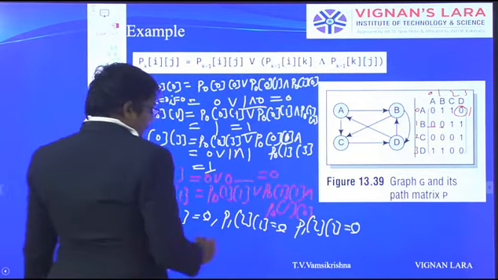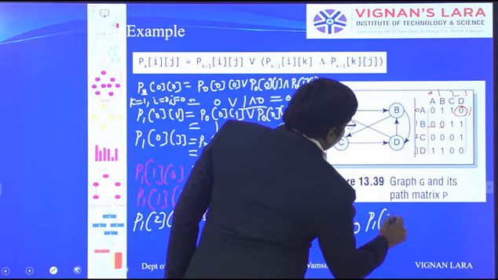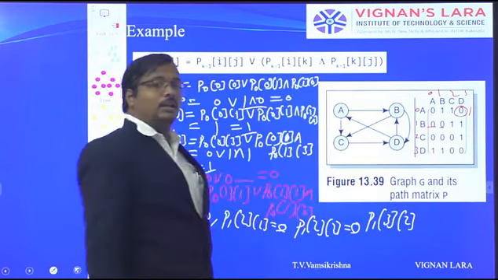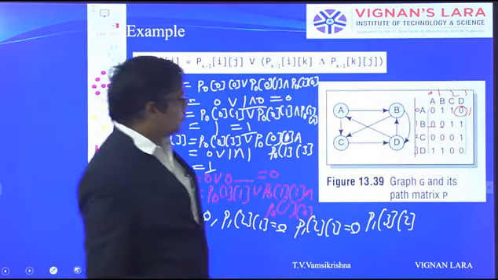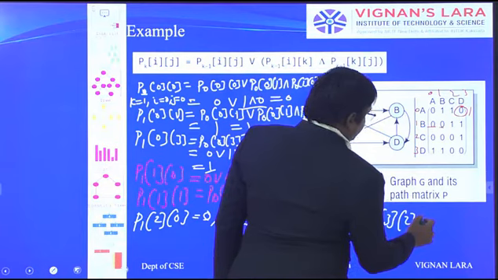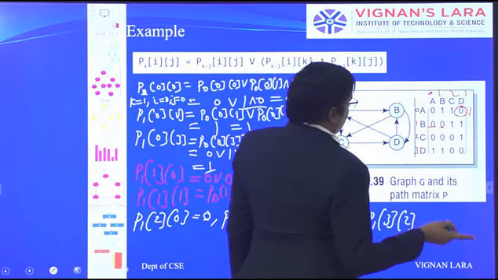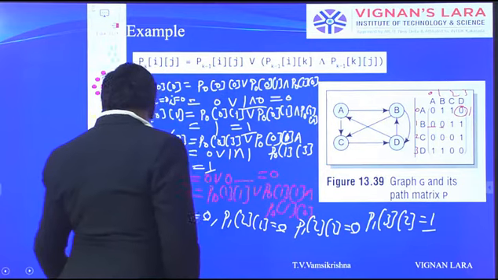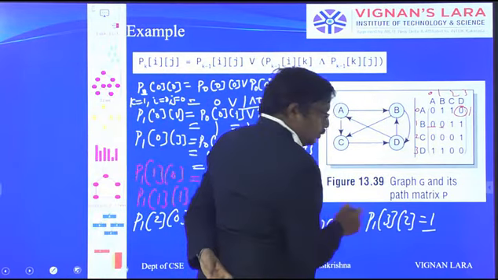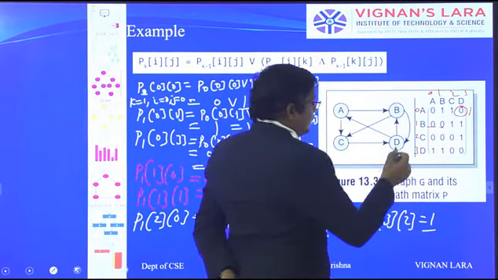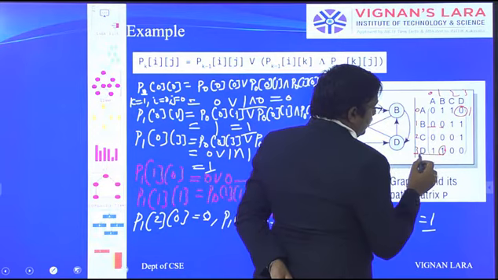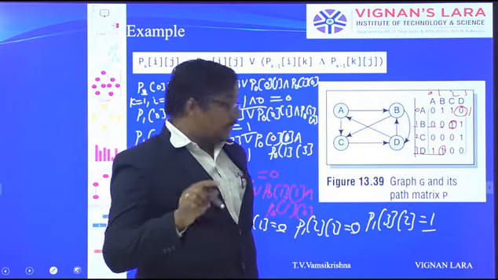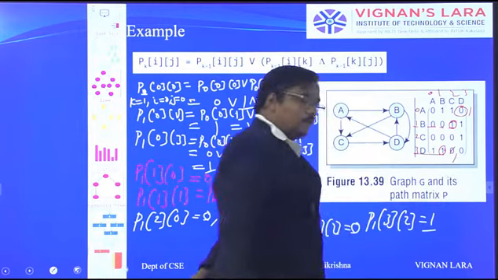Next, we are calculating P1 of 3, 2. So 3, 0 value 1, 3, 1 value 1. So we are checking 3, 2 via vertex 1. So 3, 1 is a 1, right? Next, 1, 2 value is also 1. So this value is 1. Once again I am repeating, whenever we are calculating 3, 2 via vertex 1, what we want to check is 3, 1, so 1. Next, 1, 2, yes it's 1. So there is an indirect edge in between 3, 2. That's why this value also changes to 1.